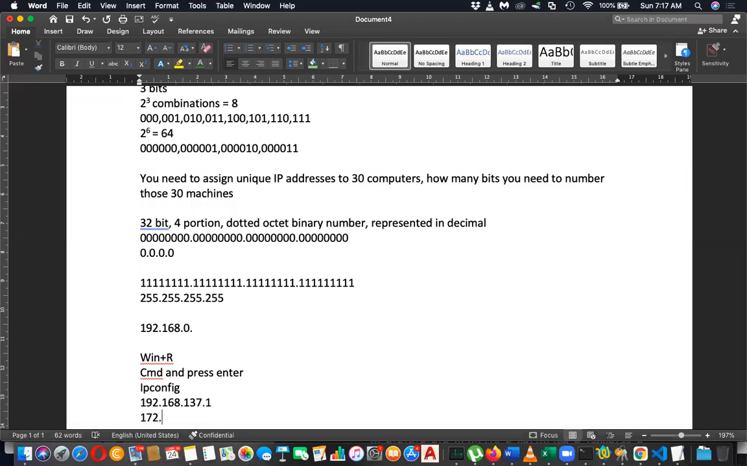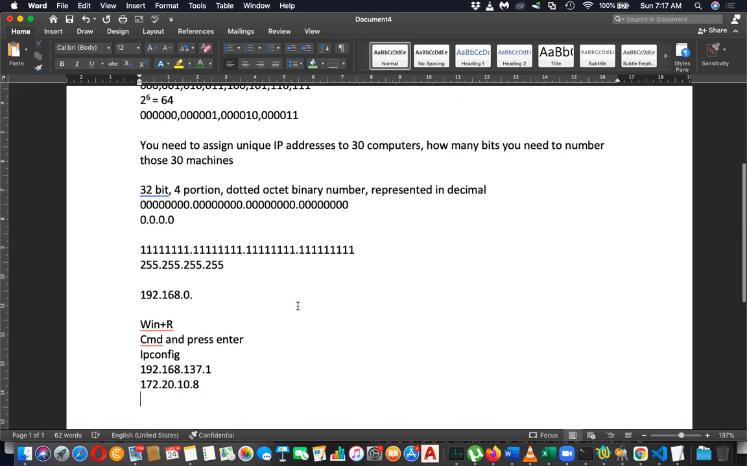172.20. 10.8. 10. Okay, now you can see it's between this 255 and 0.